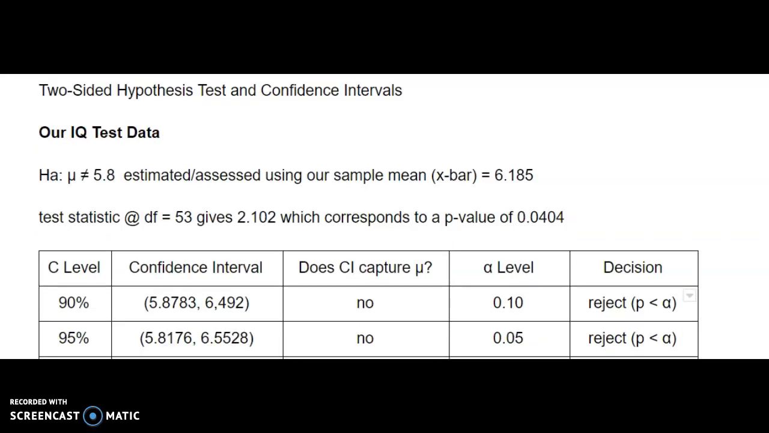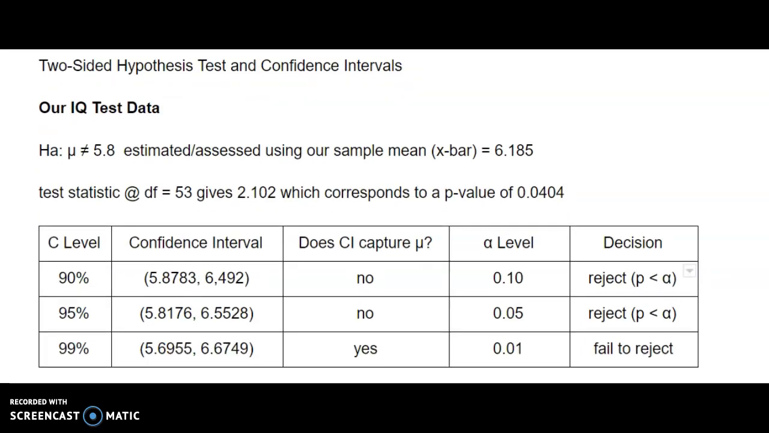Okay, I did the same calculations for 95%. My interval now, because I increased my confidence level, is a little bit bigger than it was at 90%. It still misses the 5.8 though, and so all the values in my confidence interval are greater than 5.8. 95% would correspond to 5%, so 0.05. And because p is still less than that alpha level, 0.04 is less than 0.05, we are still rejecting the null hypothesis. So when we get to 99, our confidence interval is even wider.